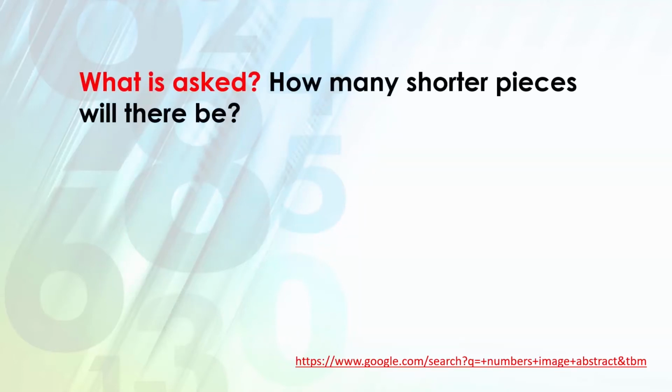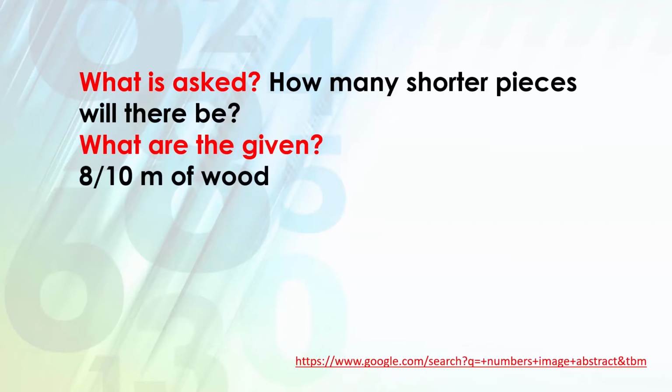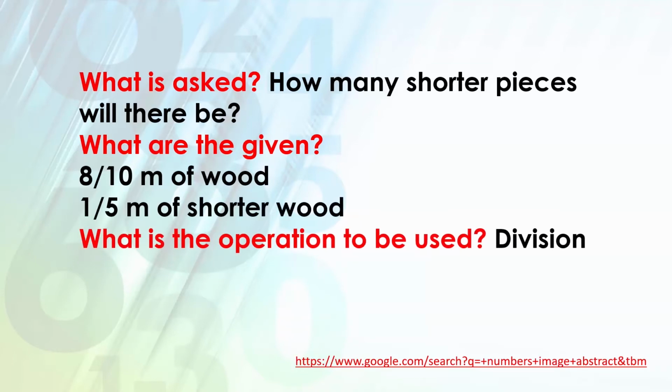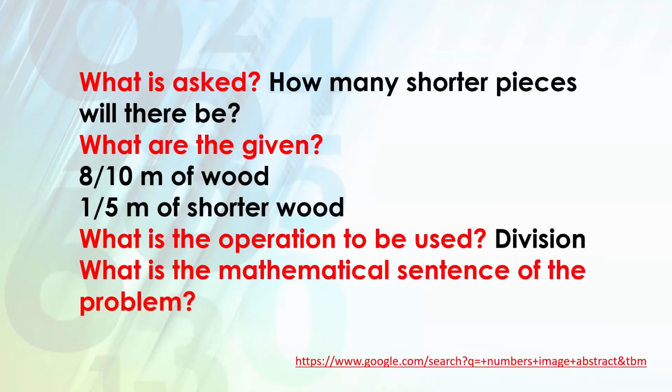Let's analyze it first. What is asked in the problem? How many shorter pieces will there be? What are the given? 8/10 meter of wood, 1/5 meter of shorter wood. What is the operation to be used? Division is the operation to be used. And what is the mathematical sentence for the problem? In this problem, 8 over 10 divided by 1 over 5 equals n is our mathematical sentence.